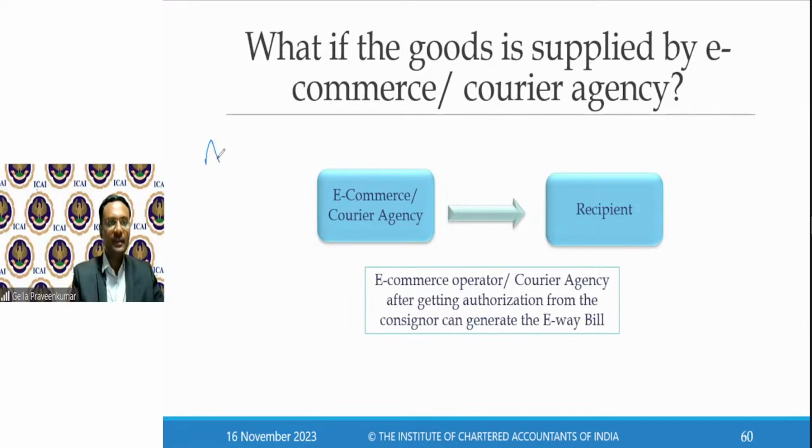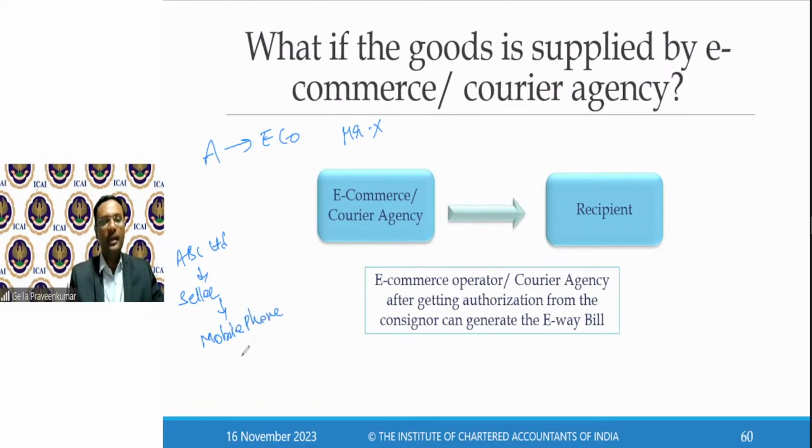Say, Amazon is an e-commerce operator. Say, ABC Limited, they are the seller, and Mr. X happens to be a buyer. ABC Limited, they sell, say, a mobile phone. The mobile phone is worth, say, 50,000 plus GST 18%.